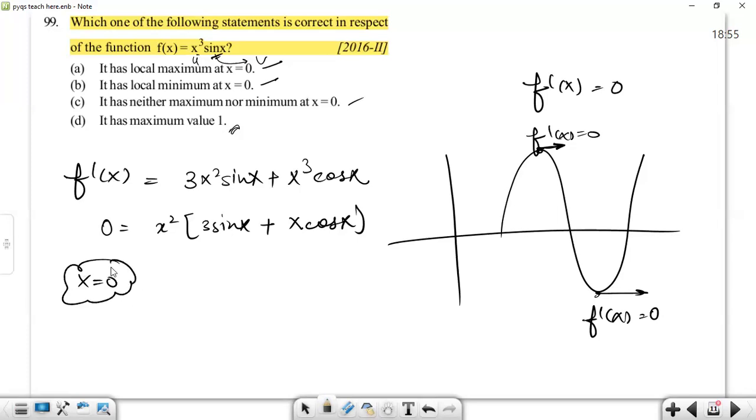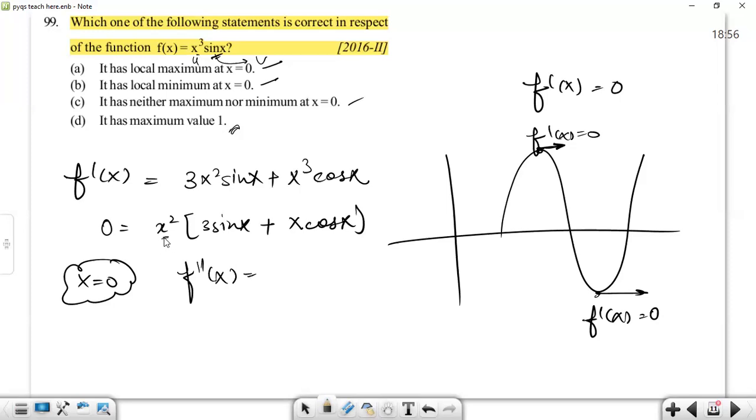For x equals 0, f dash of x is 0. So there must be some maximum or minimum value at x equals 0. So first, let's proceed with the derivative test. This is our function, and let's find its double derivative.